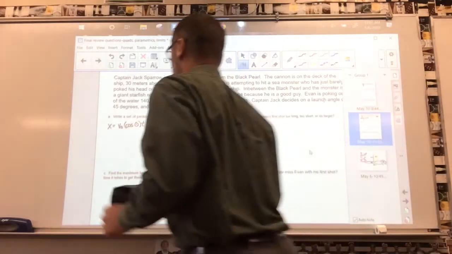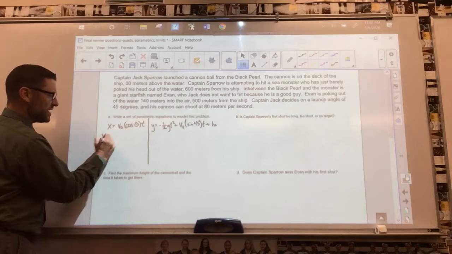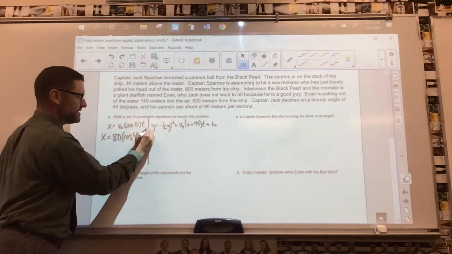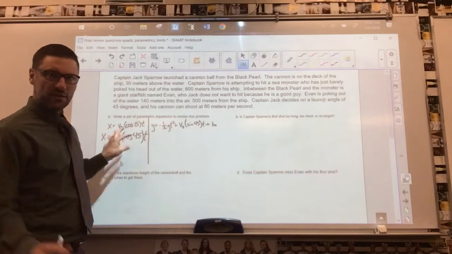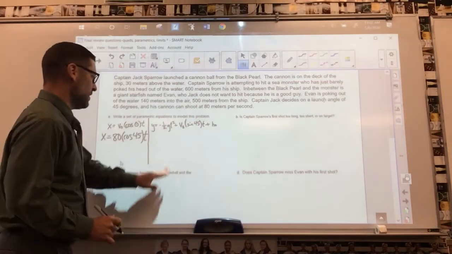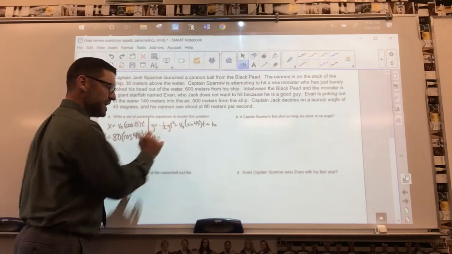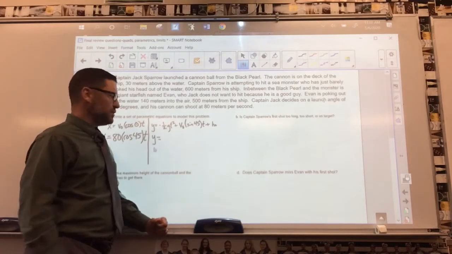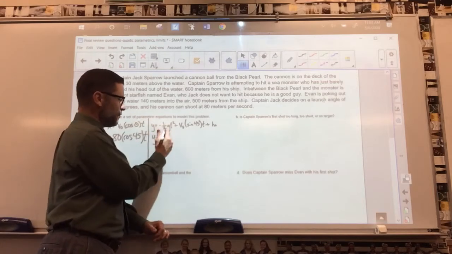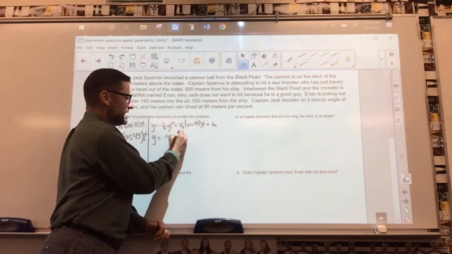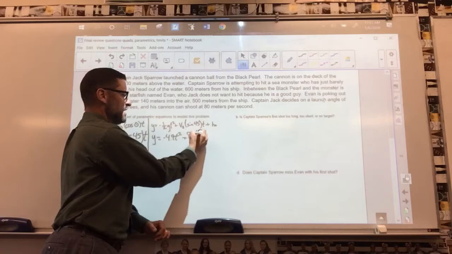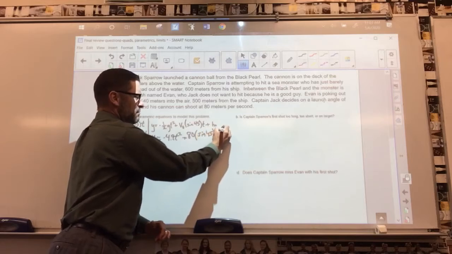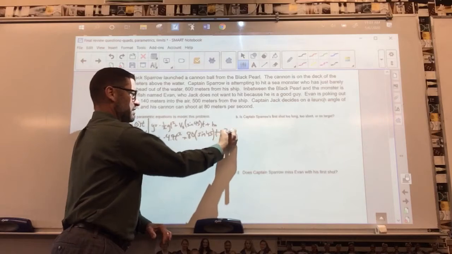So let's do the x value first. Set of parametric equations: x is going to equal v sub 0, the initial velocity, which is 80, cosine of the angle, said he launched at 45 degrees, t. That parametric will handle your x coordinate, your left or right coordinate. Your up-down coordinate, y, is equal to negative 1/2 g. For feet per second, your g value is 32. For meters per second, it's 9.8. So negative 1/2 of 9.8 is negative 4.9 t squared, plus initial velocity is still 80. Sine goes with y. So we take the sine of 45 t, plus my initial start height, which was 30.